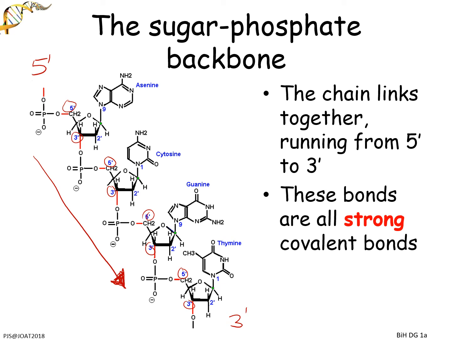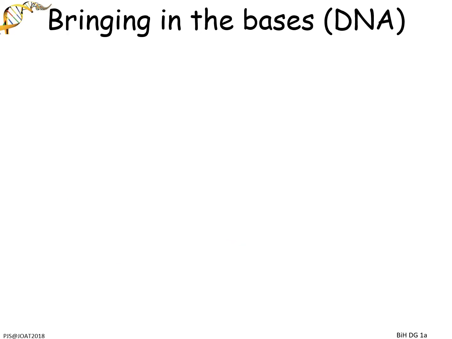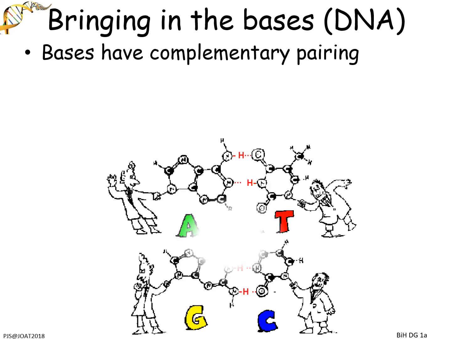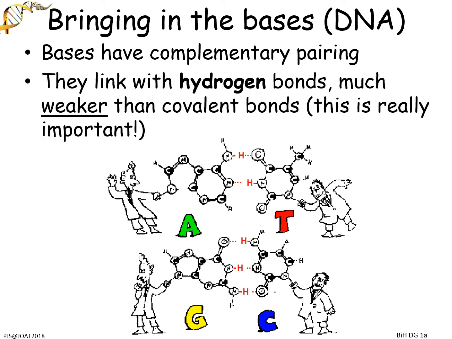Every single one of these bonds is strong. They are covalent bonds. It is not easy to break these, which is good because you don't actually want to. So the bases are actually going across the way with complementary pairing, and that's not changed since Nat5. So your A to T, your G to C. Okay, but they're going to link together with hydrogen bonds.